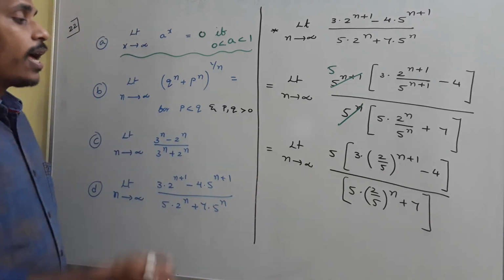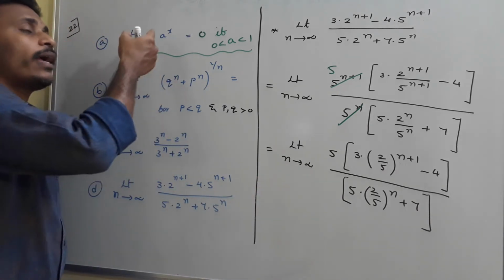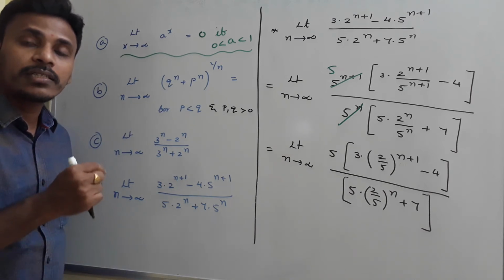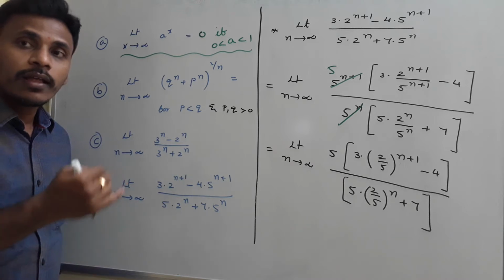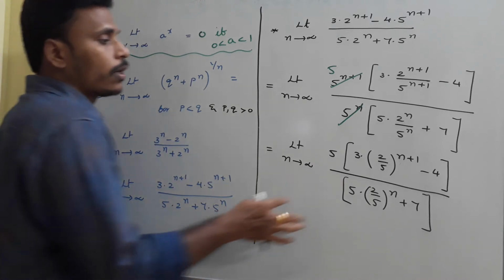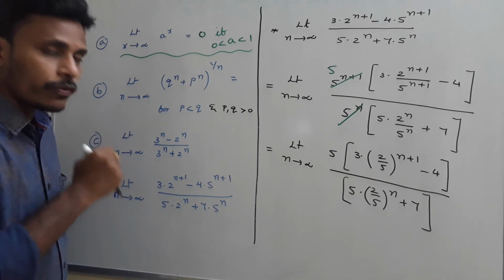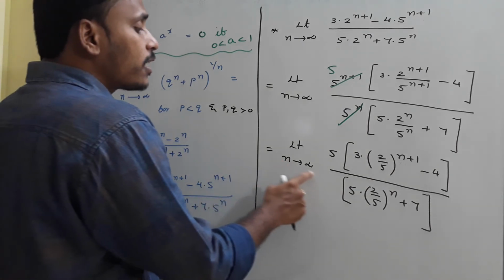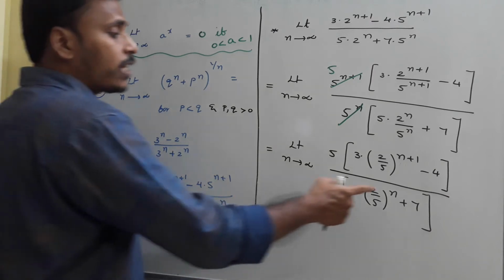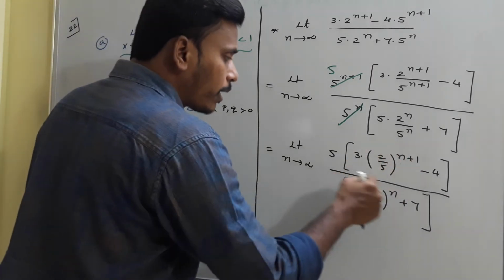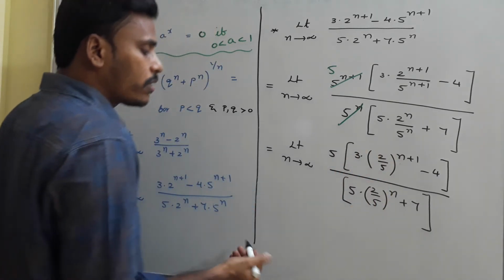As we noted, if n tends to infinity, a power n is 0. As you raise the power, if the base is a number between 0 and 1, the value becomes smaller and smaller. Here 2 by 5 is such a small number, between 0 and 1. But we are raising its power to infinity. n tends to infinity means n plus 1 also tends to infinity. So this term will become 0. 3 into 0, or you may say directly 0.